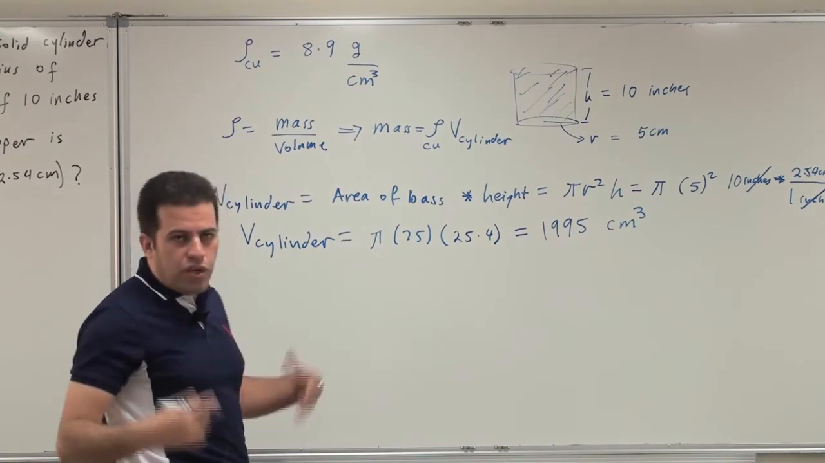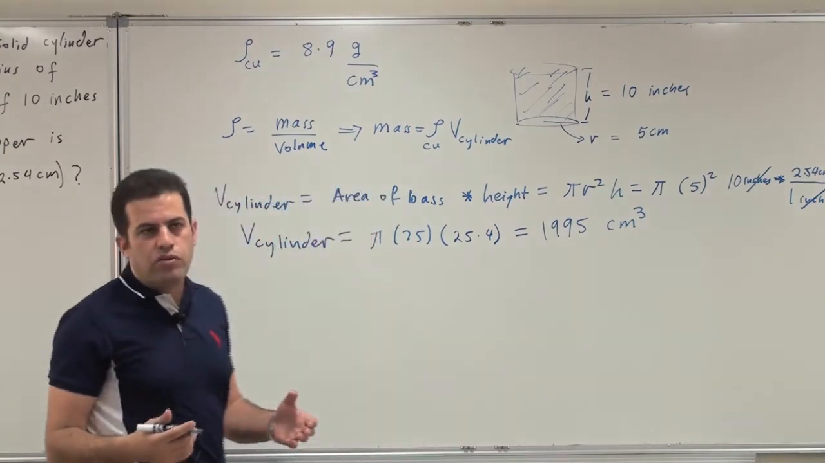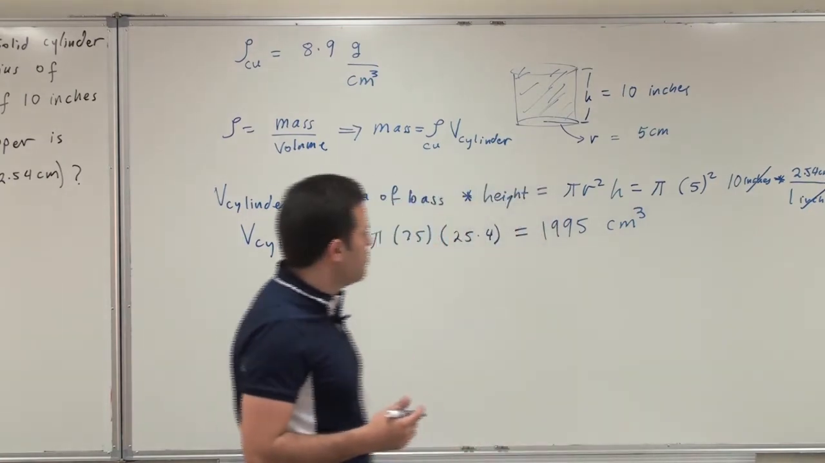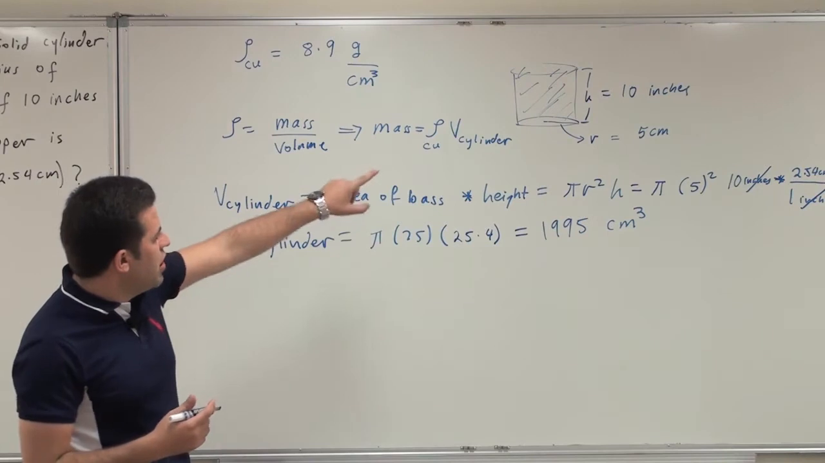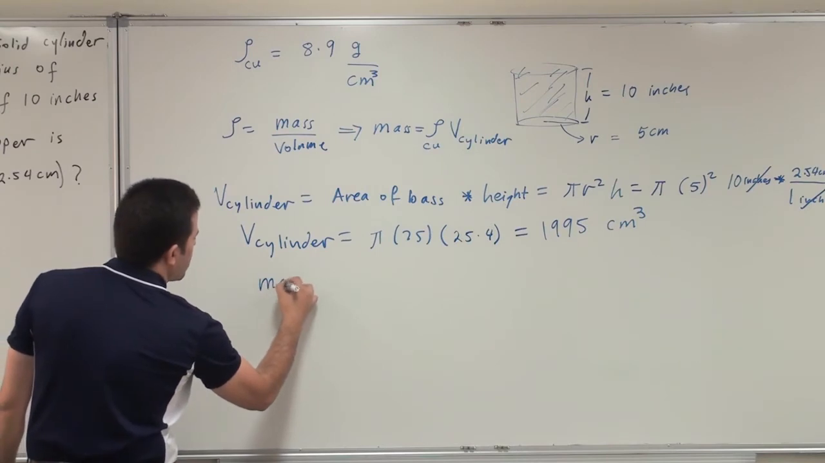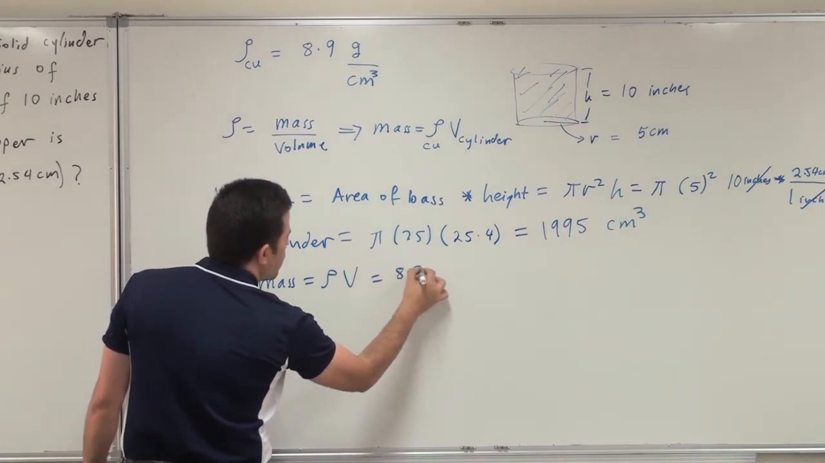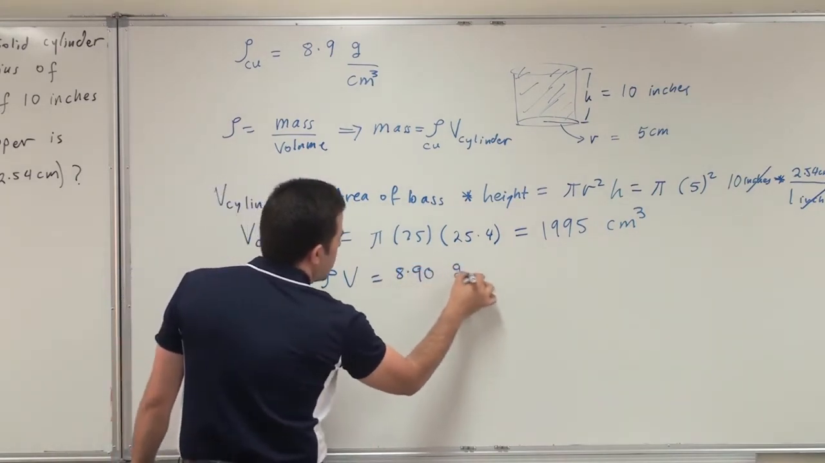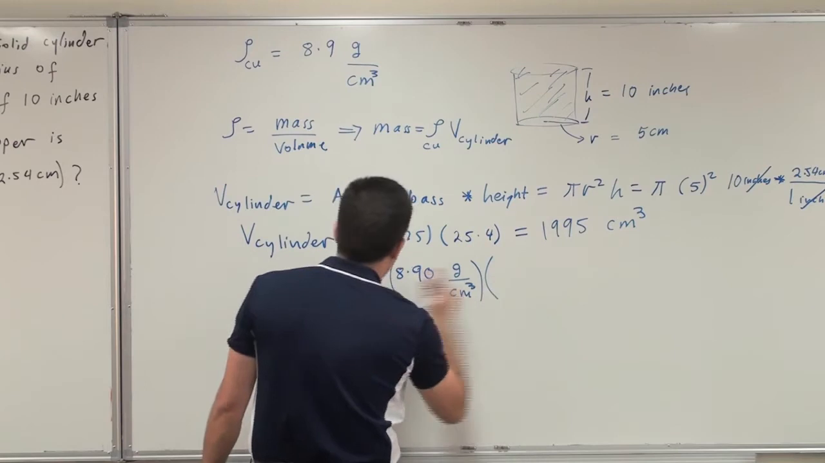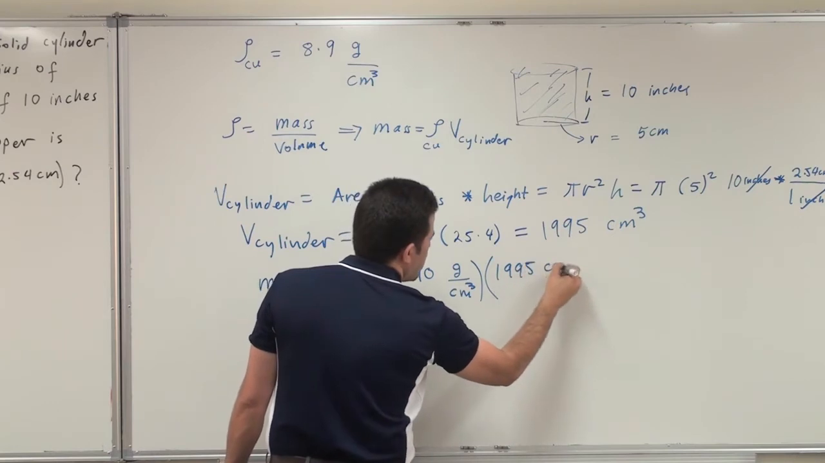Now, it's okay to get the volume in centimeter cube as long as I don't mix it with other quantities. I did not try to substitute for inches here directly because it would give me a wrong answer. So now I got the volume of this cylinder in centimeter cube. Now the mass of this cylinder, as the question asks, equals rho times V, which means 8.90 gram per centimeter cube, the density of copper, multiplied by the volume of the cylinder that I just found, which is 1995 centimeter cube.